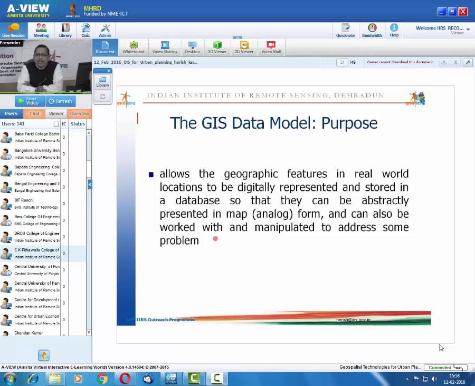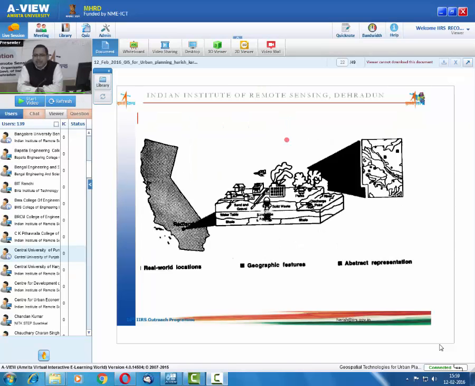So basically the purpose of the data model is how we can fit or how we can bring the geographical feature in our computer system. So how we can present our geography in the computer system, that will be the major objective of the data models. If you see here the typical examples, how it looks like in a reality, real world locations.